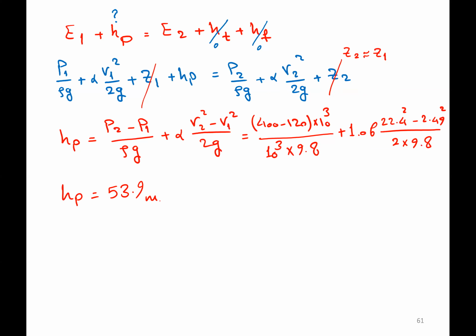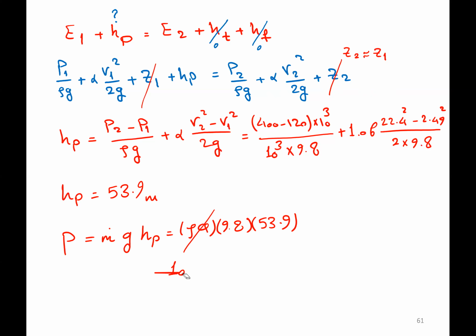meter. Now I need to convert head of the pump to power in terms of watt, or let's say kilowatt. So we know that power is m dot, which is mass flow rate, multiplied by G, multiplied by head of the pump. So this is equal to rho Q. This is the same as m dot. And then multiplied by G, which is 9.8, multiplied by HP, which is 53.9.